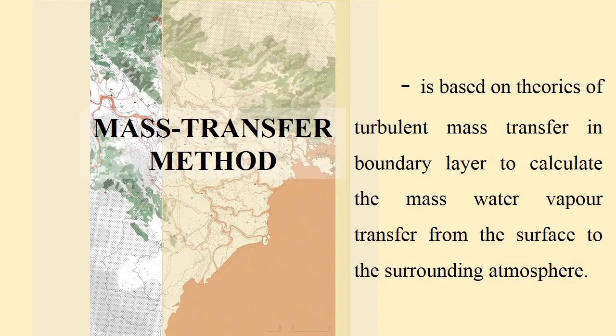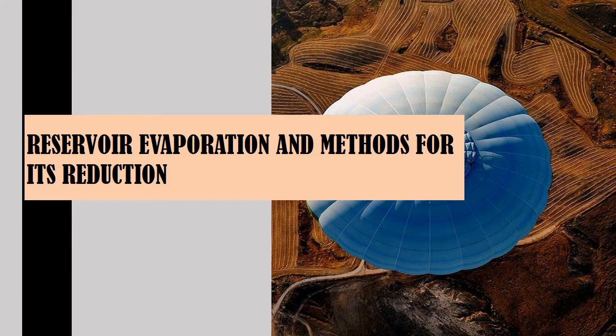Mass transfer method. It is based on the theories of turbulent mass transfer in the boundary layer to calculate the mass of water vapor transfer from the surface to the surrounding atmosphere. So the next subtopic is about reservoir evaporation and methods for its reduction.